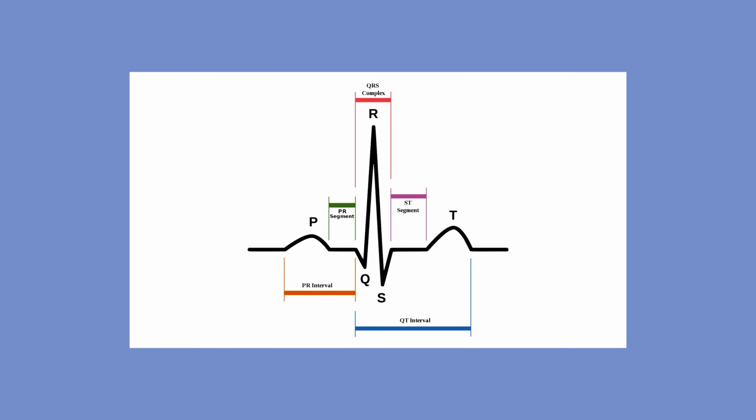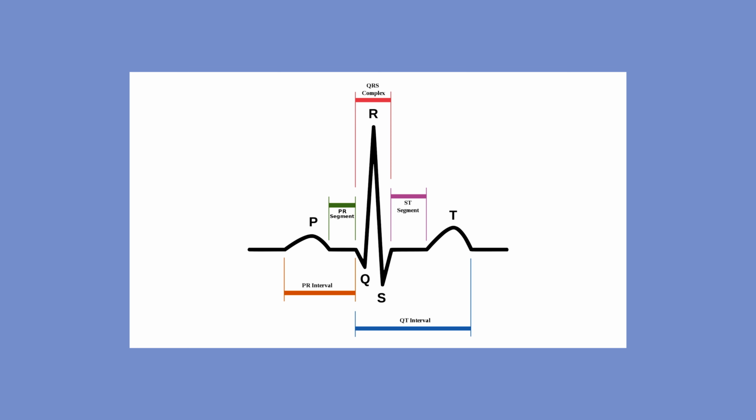So if I talk about a conduction problem, then try and think about how that's going to reflect on the PQRS complex. So briefly, if you remember from our previous discussion, the P wave is atrial depolarization, so atrial contraction. Then you have the QRS complex, which is ventricular depolarization, so ventricular contraction, and then you have a T wave, which is ventricular relaxation.